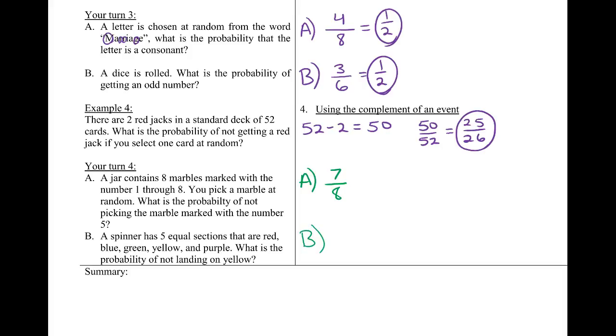And then finally, you have a spinner that has 5 equal sections that are red, blue, green, yellow, and purple. What is the probability of not landing on yellow? We have 1, 2, 3, 4, 5 different options here. 4 of them are not yellow. So 4 out of 5. That tells us the probability that we are not going to land on a yellow.